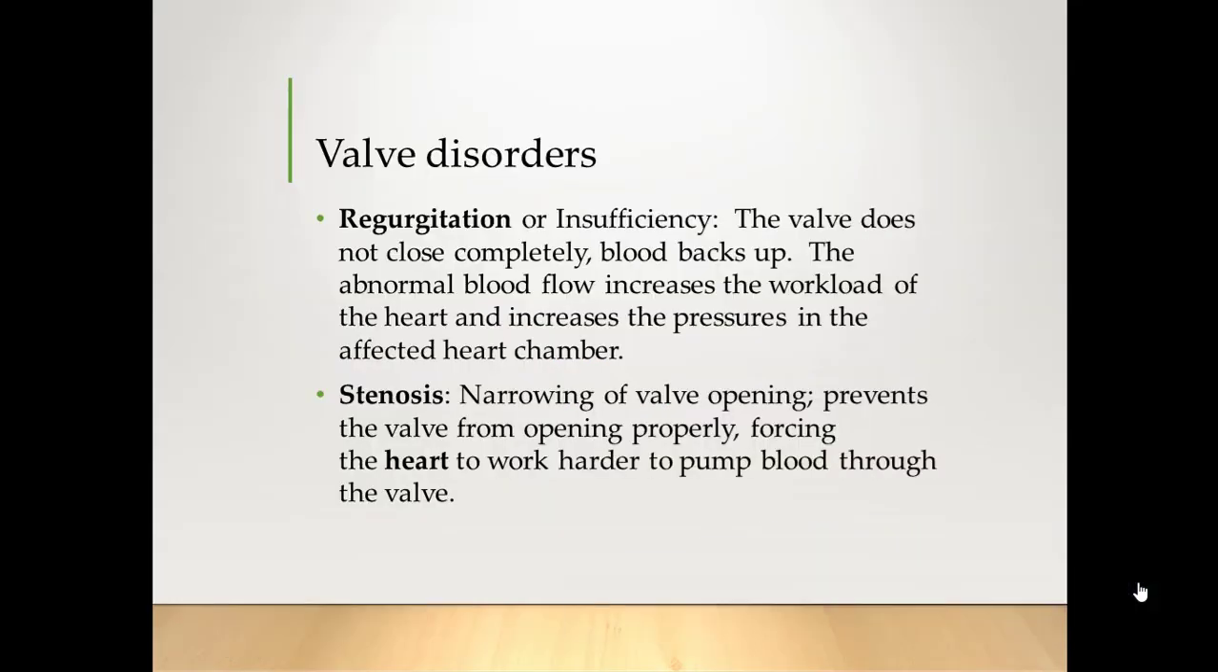All right, moving on to valve disorders. So valve regurgitation or valve insufficiency, basically this valve is not closing tightly, and blood will back up. The workload of the heart is increased, and the chamber before the valve will actually cause that to atrophy.